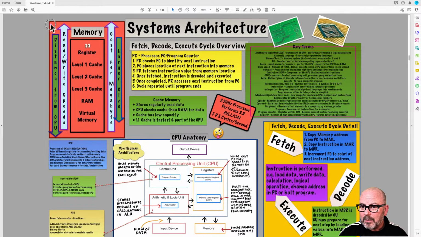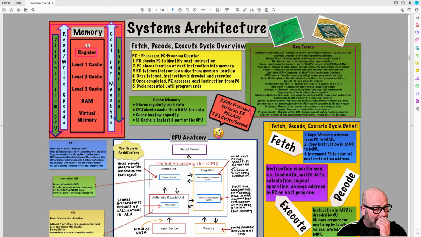Then we've got something I'll talk about in a second, which is different types of memory, different speeds of memory. And we'll look at cache, we'll look at RAM, virtual memory, and also the registers, which are another type of memory. And we go from the register, which is just here.